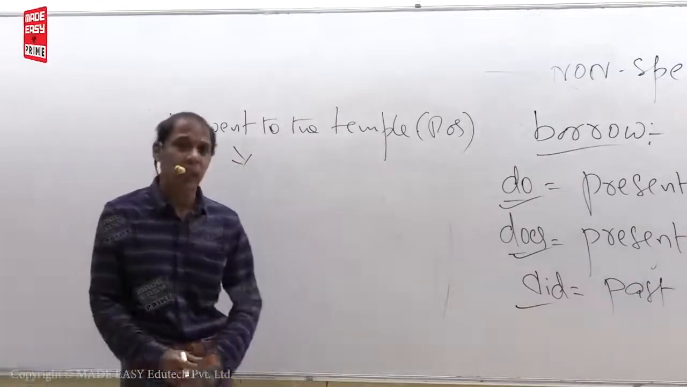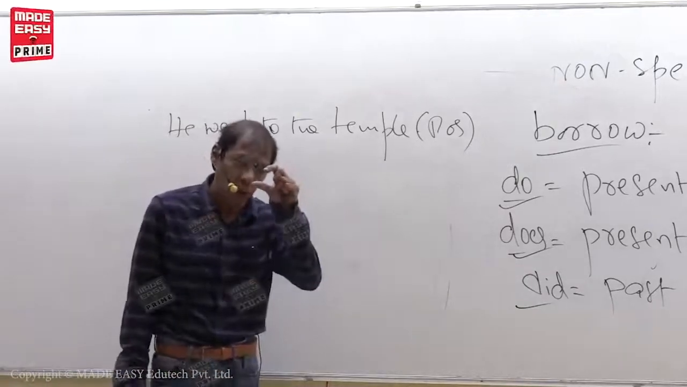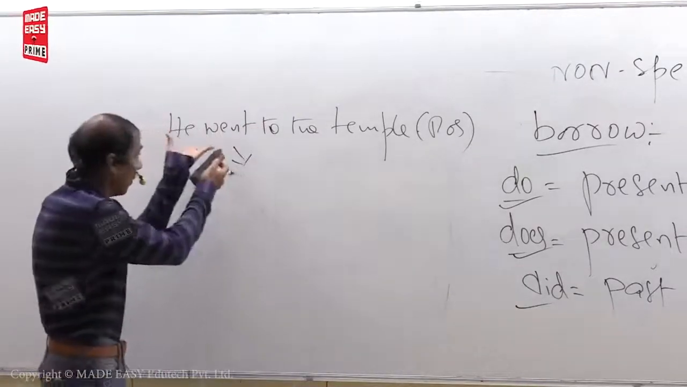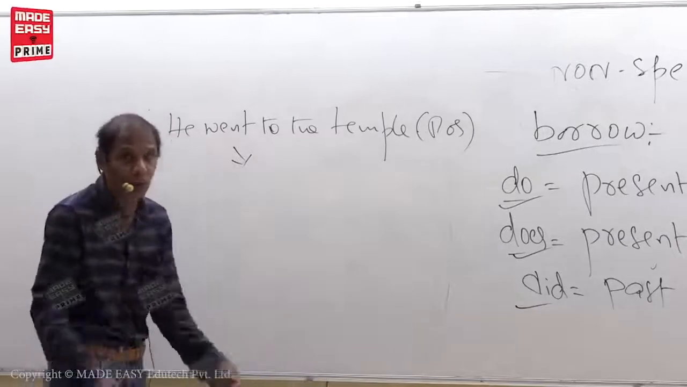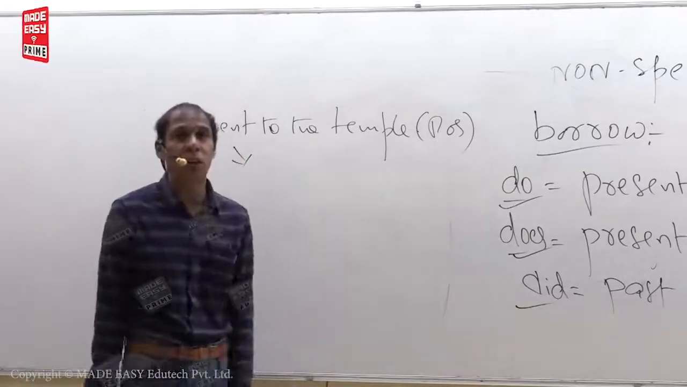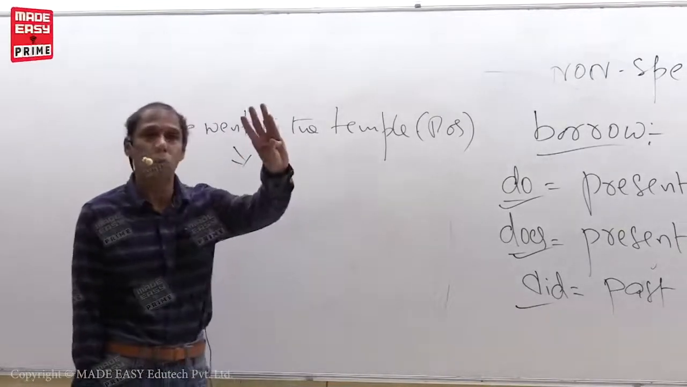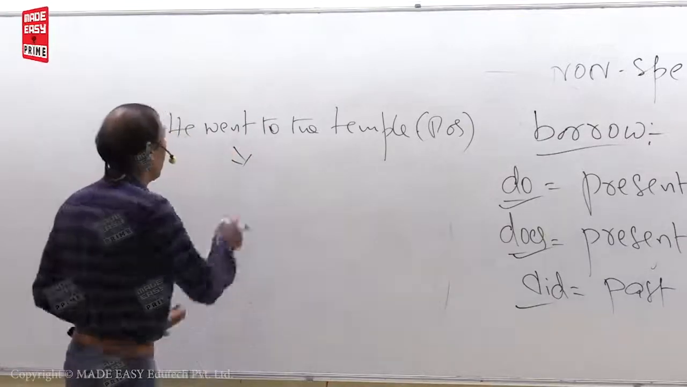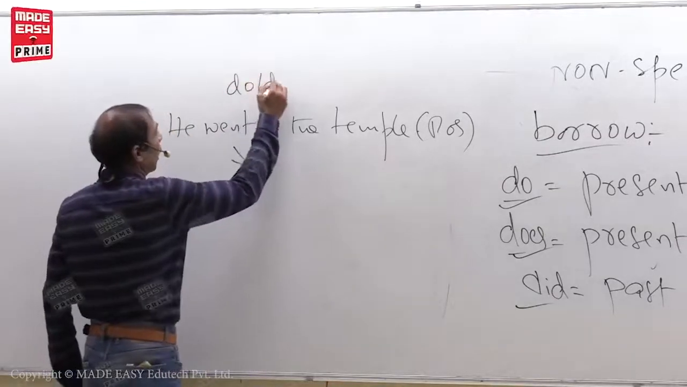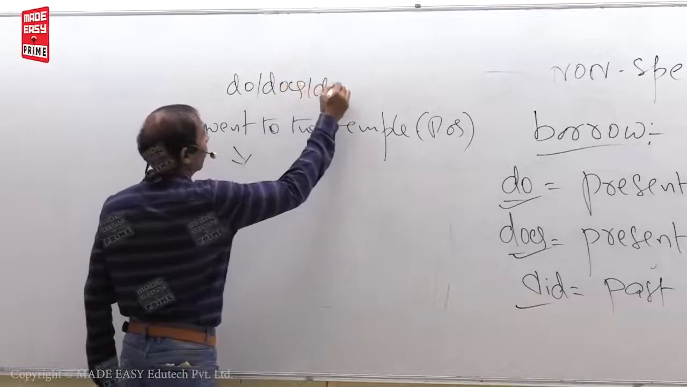If you want to make a negative sentence, what is the rule? Put not after the special verb. But in this sentence, we have no special verb. When there is no special verb, what is the rule? Borrow do, does or did. So, do, does or did we have to borrow.